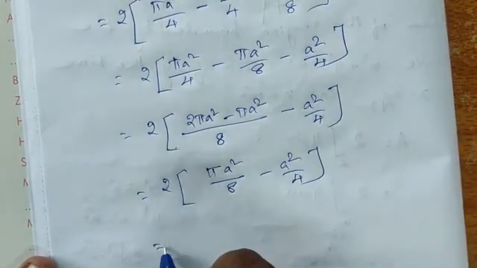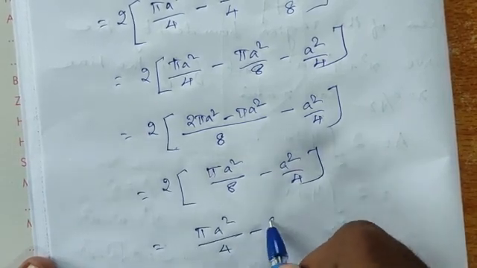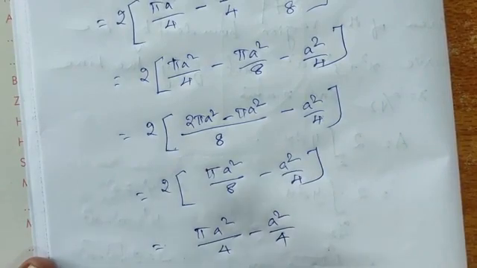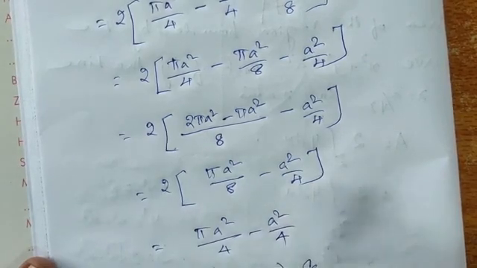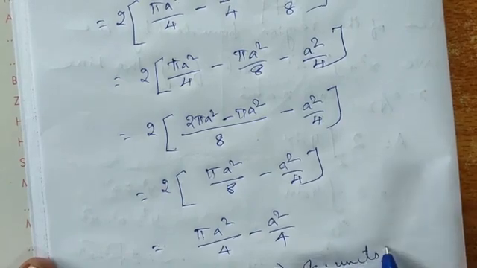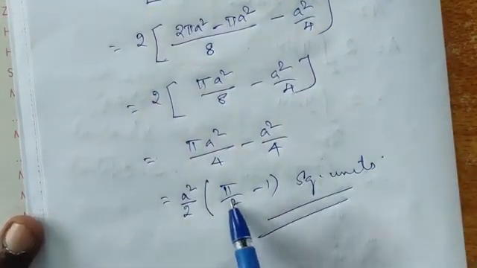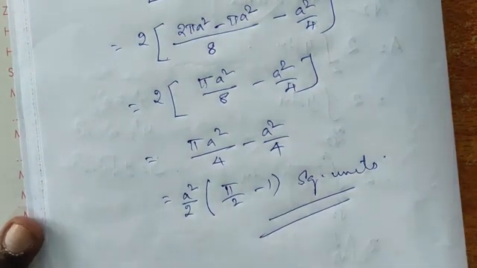So now we can multiply by 2, we get pi a square by 4 minus a square by 4. So a square can be taken outside, and the 2 can also be taken by 2. So a square by 2 into pi by 2 minus 1 square units is the required area.